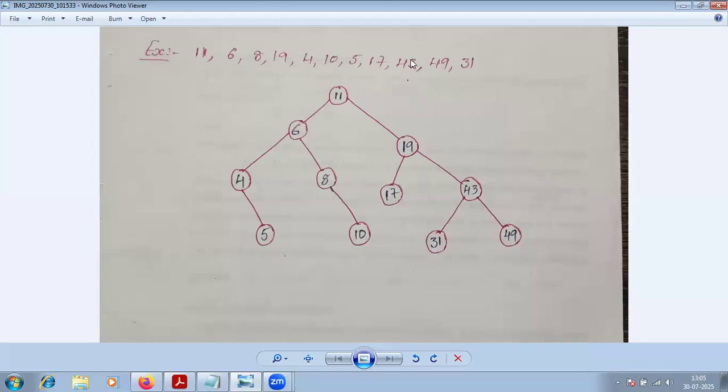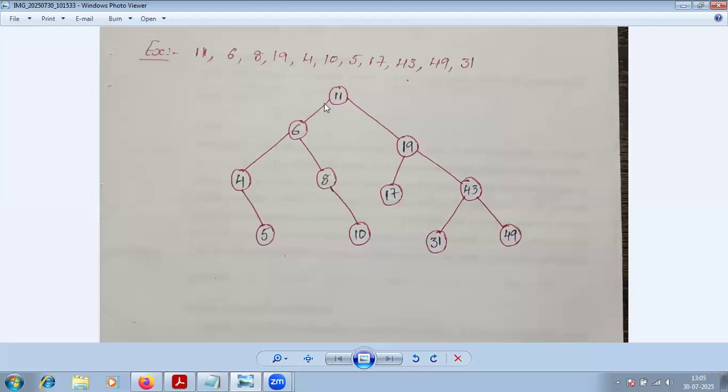In the same way, 43, greater than root node, come to the right side. Again, greater than this 19, come to the right side, and we have placed it at the right side of this 19. Next, what is the next element? 49. Compare with root node, greater than, compare this node, greater than, and compare with this node, it is also greater than this 43. Then we have placed it to the right side of the node.